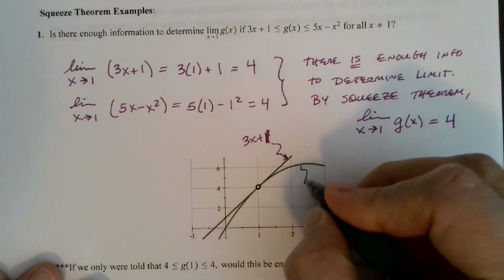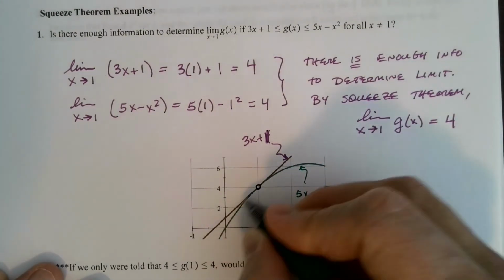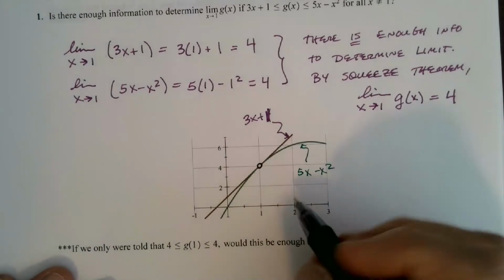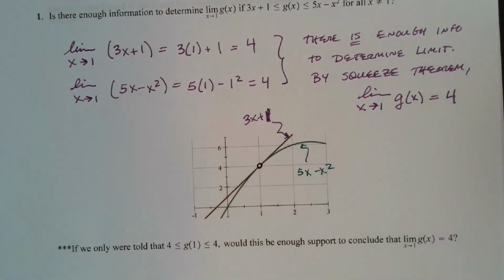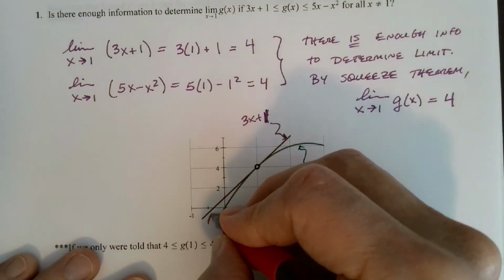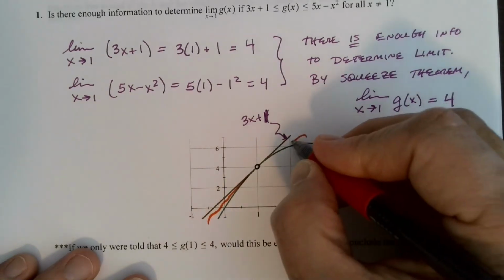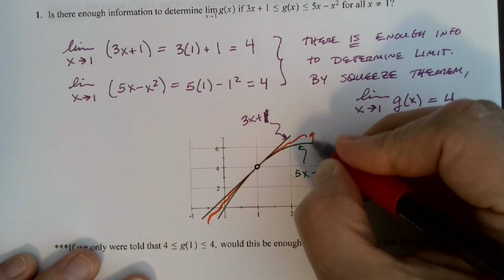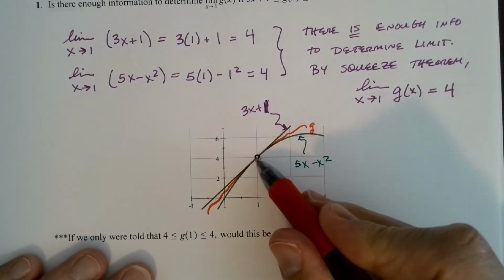And, of course, this then is the graph of 5x minus x squared, that parabola opening downward. But you can see as we get close to 1 how we're getting squeezed down. And so our function g is squeezed in between these two, and it's going to go to the same value, right? From both sides, we get squeezed in between there. And so there's nowhere for us to go except towards that hole.